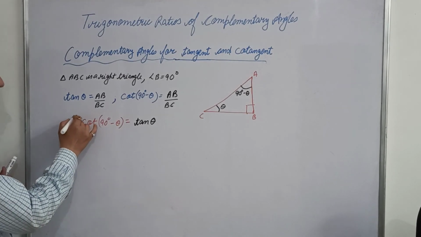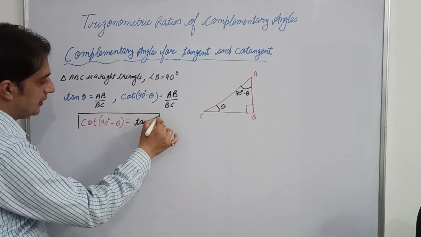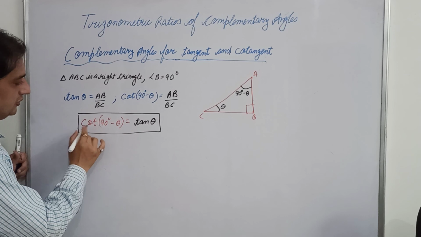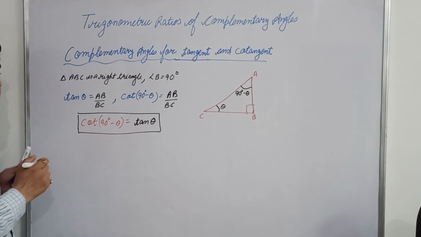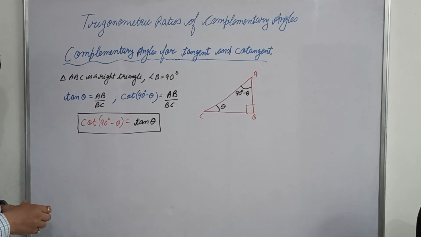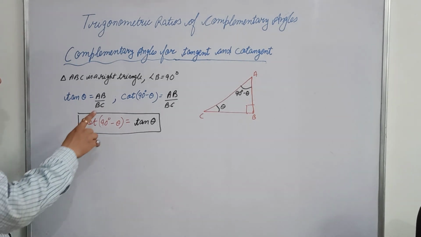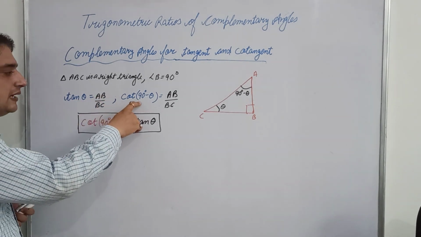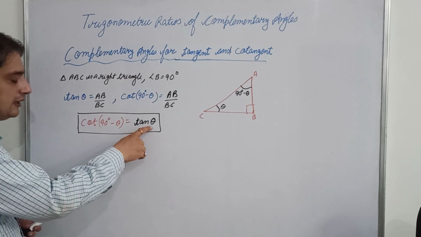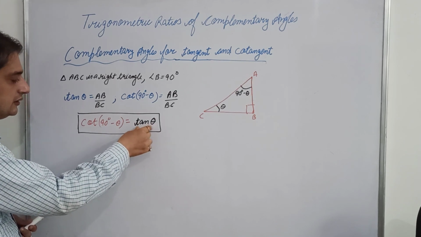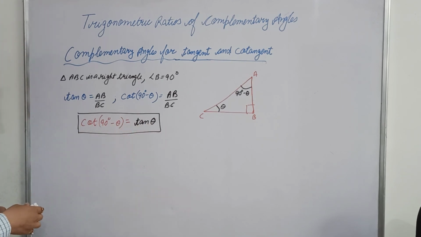So you can write tangent theta in terms of cotangent, or you can write sine in terms of cos, but using 90 minus the angle which we are considering. So I can write tan theta as cotangent of 90 minus theta.